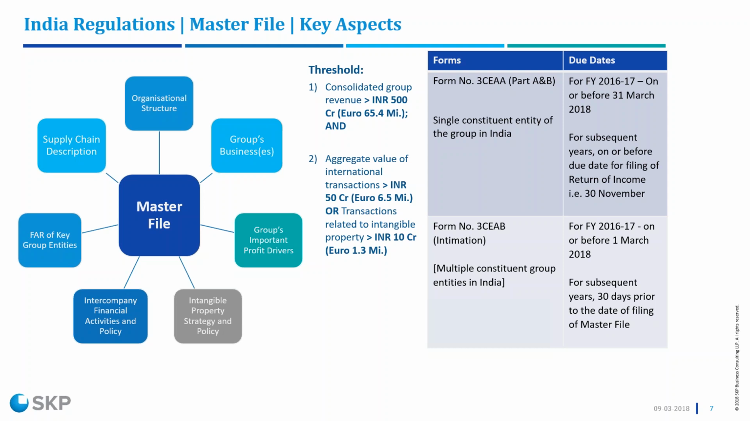So this master file, as I mentioned earlier, is like a CEO's report card on the business in terms of what the key entities of the group are, how the supply chain works, how the intangibles are distributed, what the financial position of the company is in terms of where the finances are being raised, and what the important profit drivers are. So it gives a bird's eye view of how the group conducts its business all across the world. In that sense, it's a very important and critical document, and the tax officers would want to look at the master file to gain much more insight into how the group is operating.